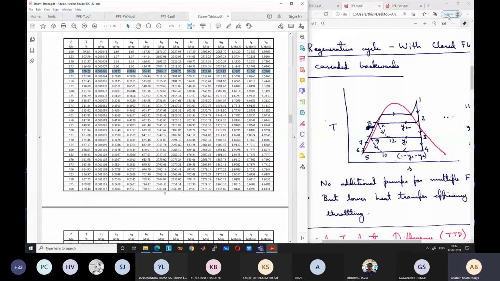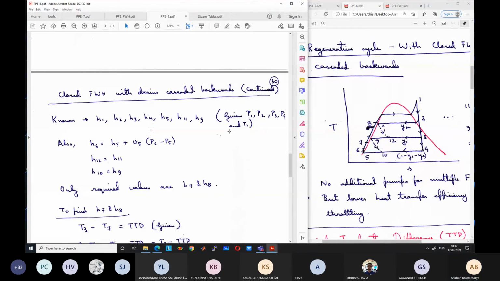What about 9 and 11? Can we find the enthalpy at 9 and enthalpy at 11? We can find, but how do we find? Remember, energy balance will not give you 9 and 11. Energy balance will give you y1 and y2. You already need to know 9 and 11 to do the energy balance.